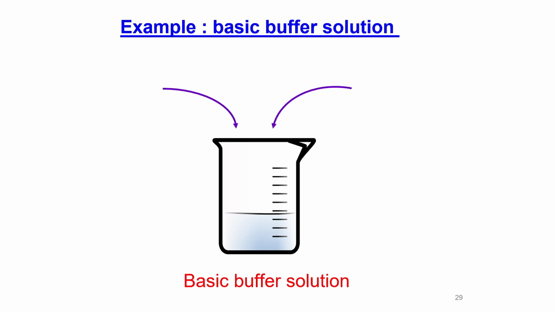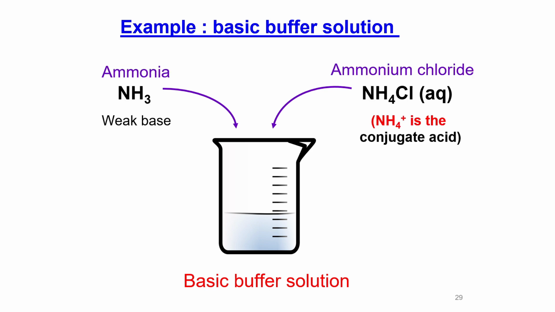Next, example of basic buffer solution. Okay, example of basic buffer solution: ammonia, weak base, and ammonium chloride. So ammonium chloride is conjugate acid. Jadi kalau dia conjugate acid, dia sebenarnya adalah garam daripada ammonia. Okay, so it will produce basic buffer solution.